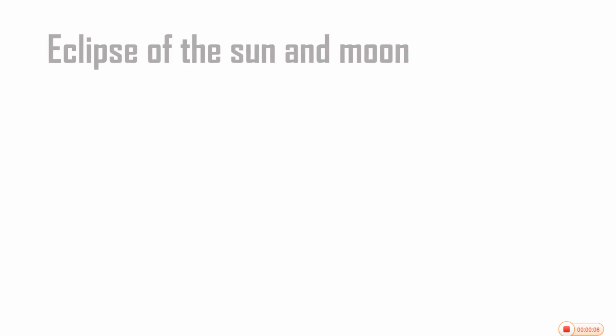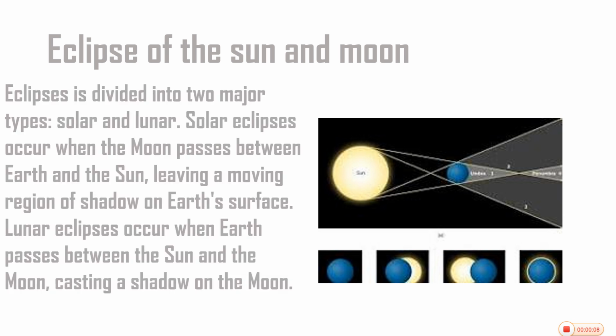Hello, in basic science today, we'll be looking at the eclipse of the sun and the moon. Eclipse is divided into two major types: the solar, also known as the eclipse of the sun, and the lunar, also known as the eclipse of the moon.